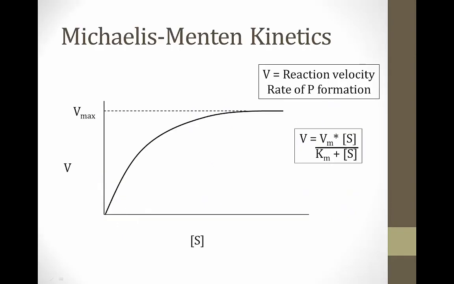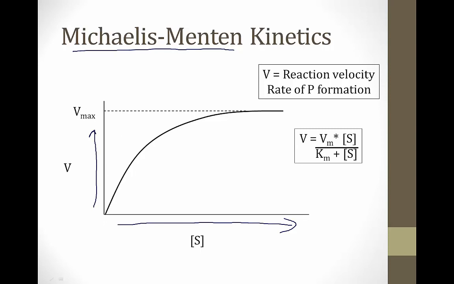So with that concept in mind, we can talk about what's called Michaelis Menten kinetics. Michaelis and Menten were 2 biochemists who worked out the rate of formation of product P as a function of the concentration of S. So they carried out a series of experiments like what I just described, and they plotted the concentration of S on the x-axis here, and they plotted the rate of formation of P on the y-axis here.